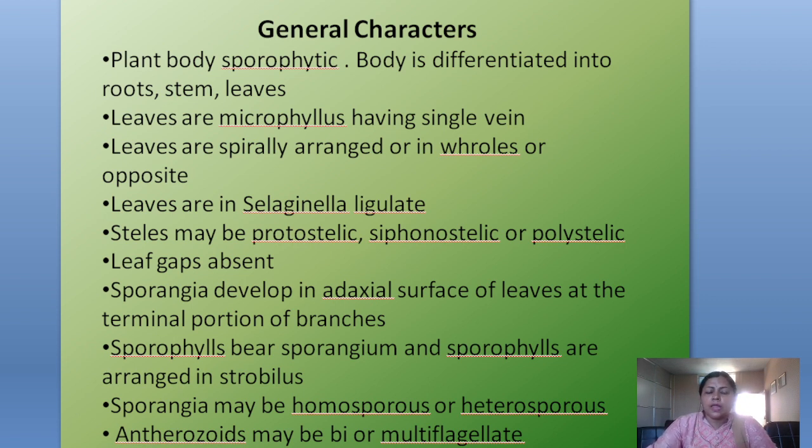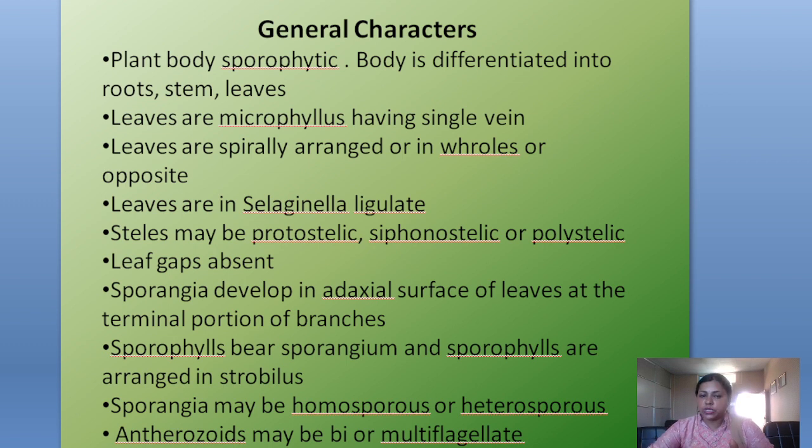Then steles may be protostelic, siphonostelic, polystelic. Protostelic you can see in all the primitive groups. Then in the much more advanced type you can see the siphonostelic. The character of the siphonostelic is that you can see the pith, whereas no pith is present in the protostelic. Then polystelic: if you cut the stem, there you can see small groups of the stele.